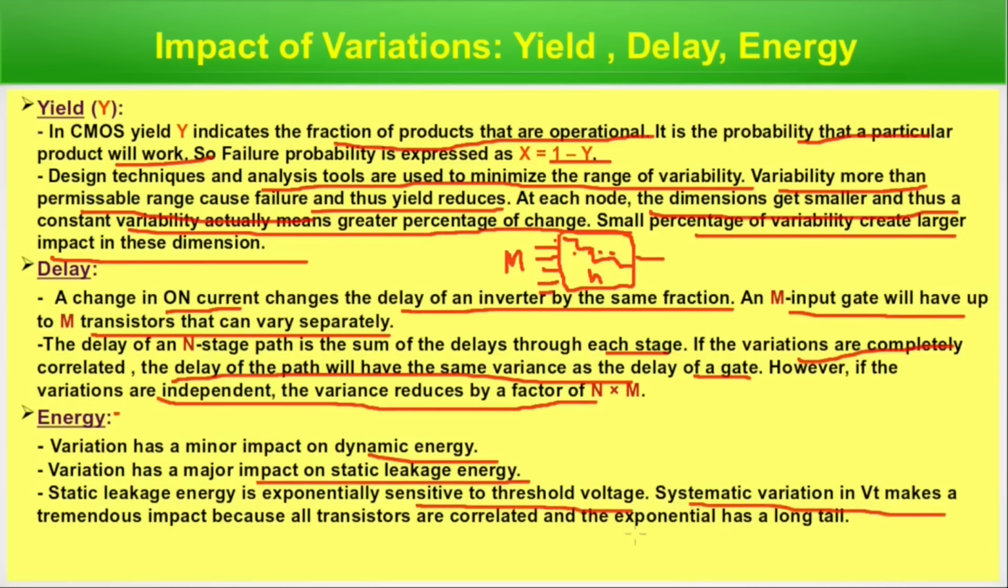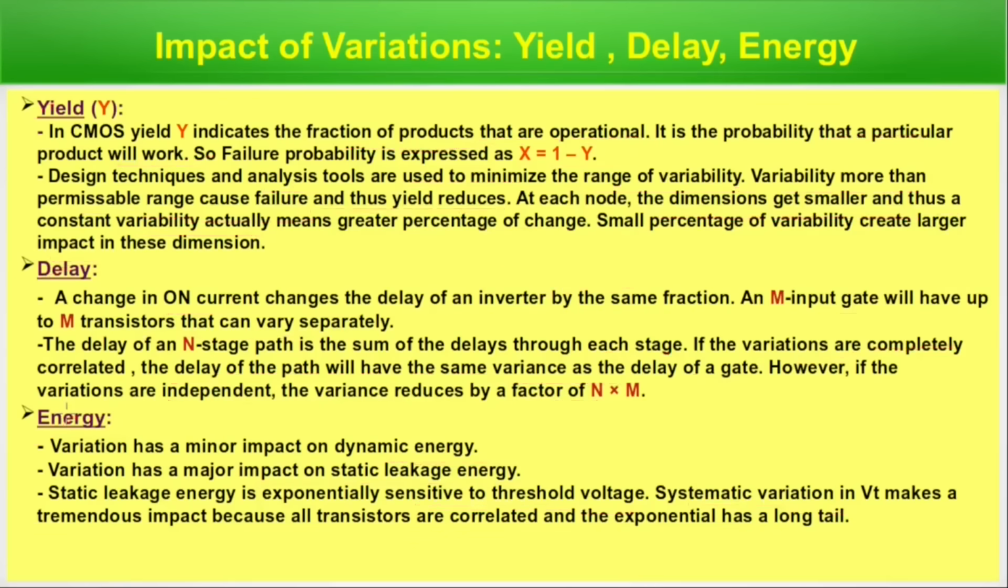Systematic variation in VT makes a tremendous impact because all transistors are correlated and exponential has a long tail. Variation has impact on yield, delay and energy. We are done with this slide. We will move to the next slide.